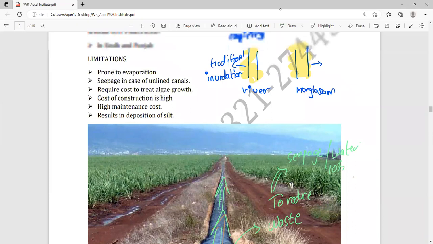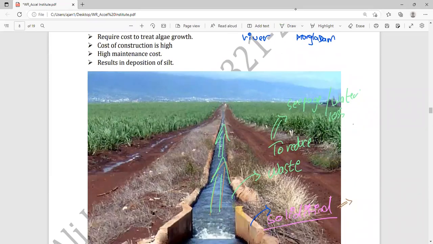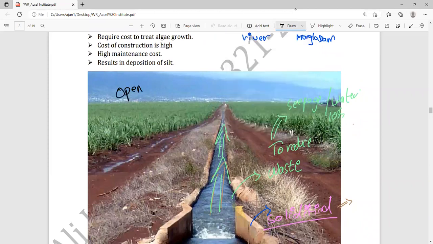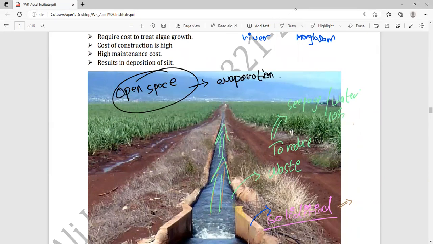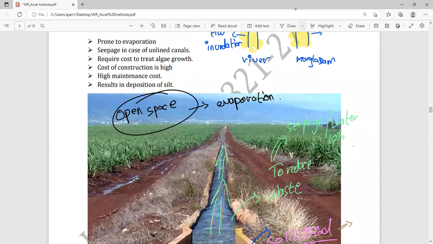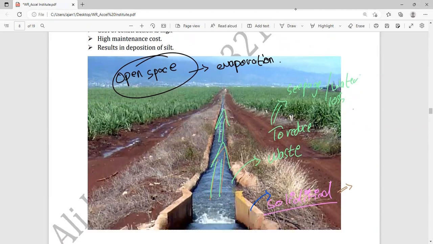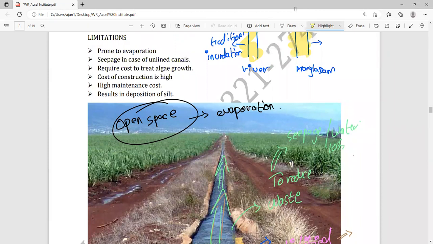So okay, let's talk about some of the restrictions, some of the problems with perennial canals. First thing first, you can see it's an open space, right? And if the space is open, there is always a risk of evaporation, right? So there is a risk of evaporation. Similarly, unfortunately, in Pakistan, particularly in Sindh and Punjab, these canals are unlined.